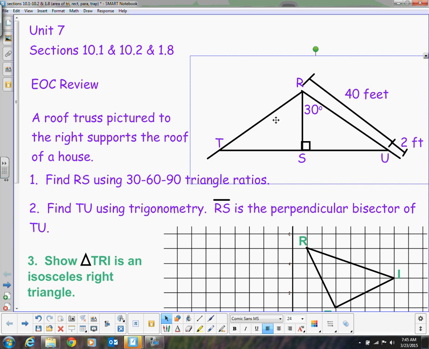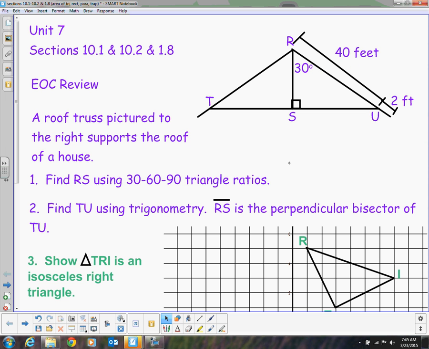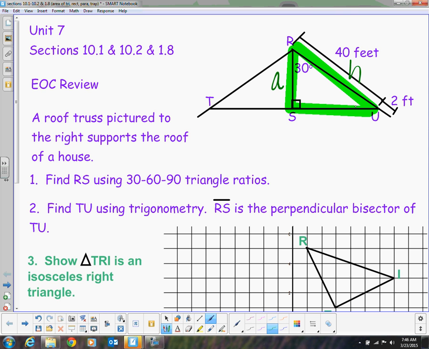How do you do number 2? I want you to use trig, so you're going to focus on a right triangle, which is right here. With respect, where's the hypotenuse? 40 is the hypotenuse. With respect to 30, what is RS? Opposite or adjacent? Adjacent. With respect to 30, what's SU? Opposite. We want TU, so that means we need SU. So you've got to work with opposite, and you've got to work with what you've been given.